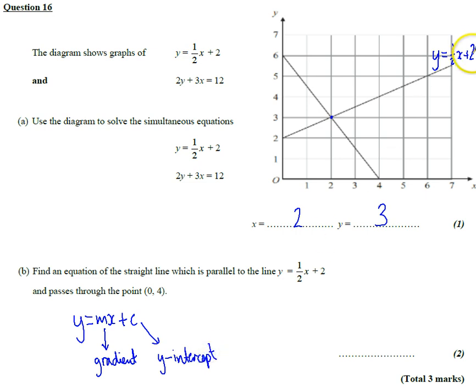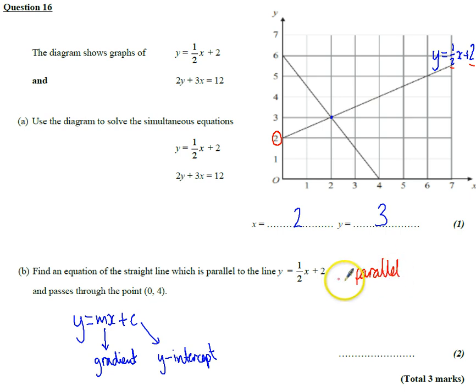Well, we can see that this line crosses the y-axis at 2, and the 1/2, which is our gradient, means that every time we move across one square, we go up by the gradient: up 1/2, across one, up 1/2, across one, up 1/2, and that line carries on the same. So we want something that's got the same gradient as this, so it's going to be parallel.